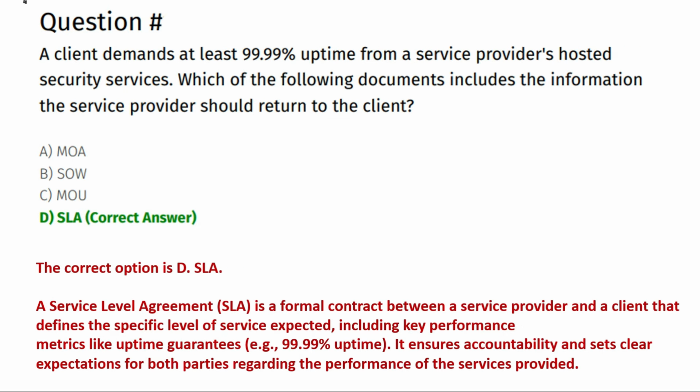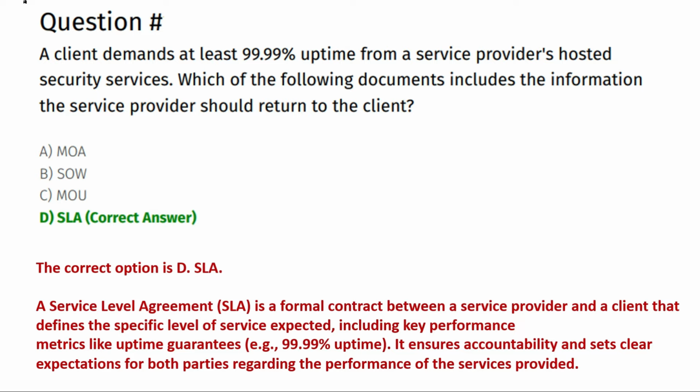The next question is, a client demands at least 99.99% uptime from a service provider's hosted security services. So which of the following documents includes information the service provider should return to the client? Option A, MOA. Option B, SOW. Option C, MOU. And option D, SLA. And the correct answer for this question is option D, SLA. So let's check the explanation.